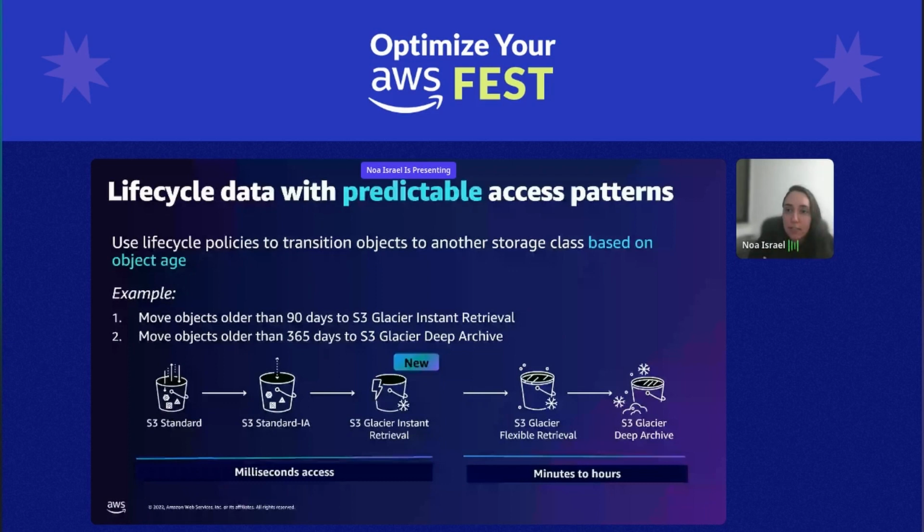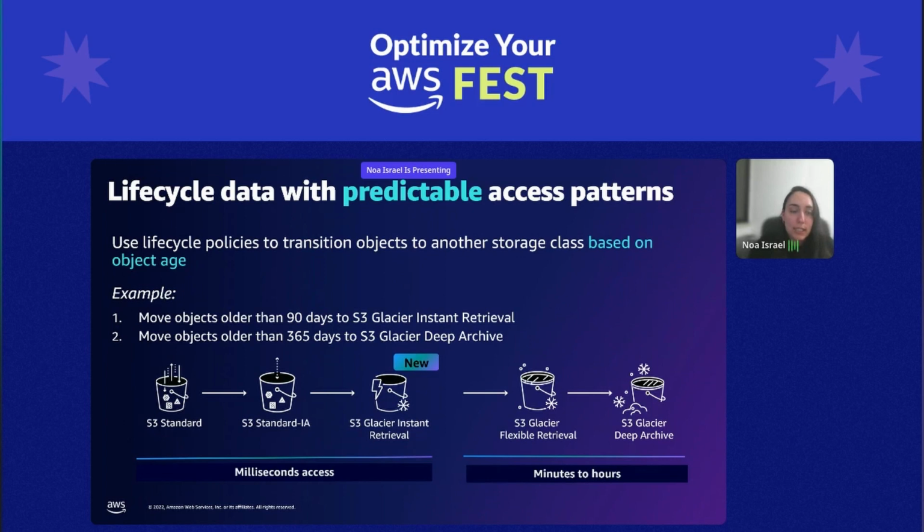So you can use lifecycle policy to transition objects to another storage class based on your object age. So you can decide, for example, to move objects older than 90 days to Glacier Instant Retrieval, or decide to move objects older than 1 year to Deep Archive. You can also decide that after a specific time, you can delete this object.